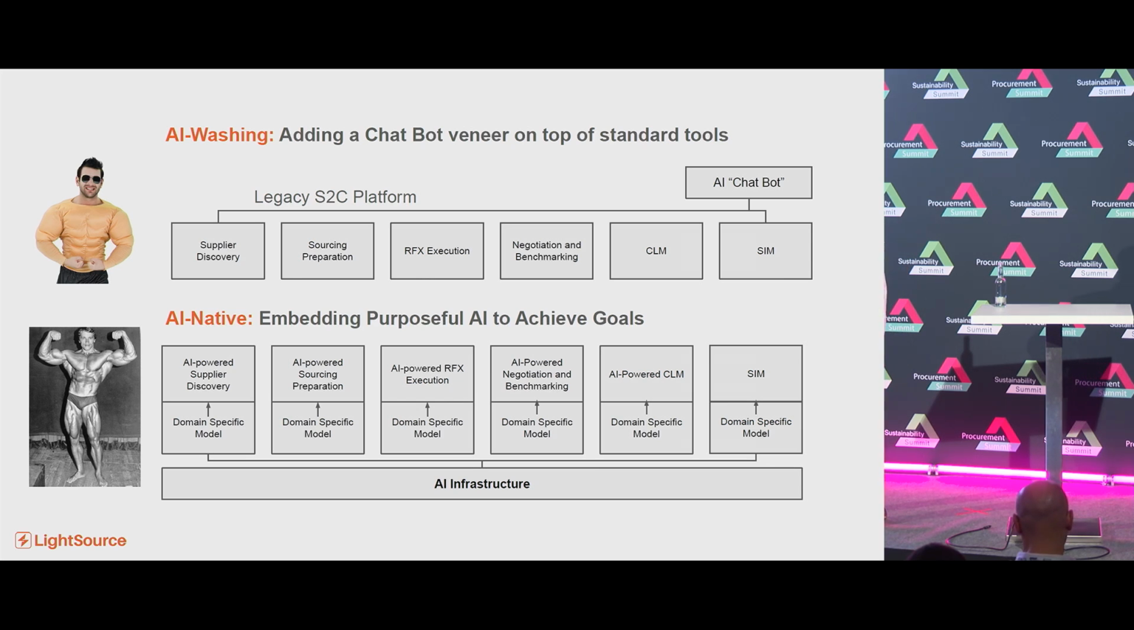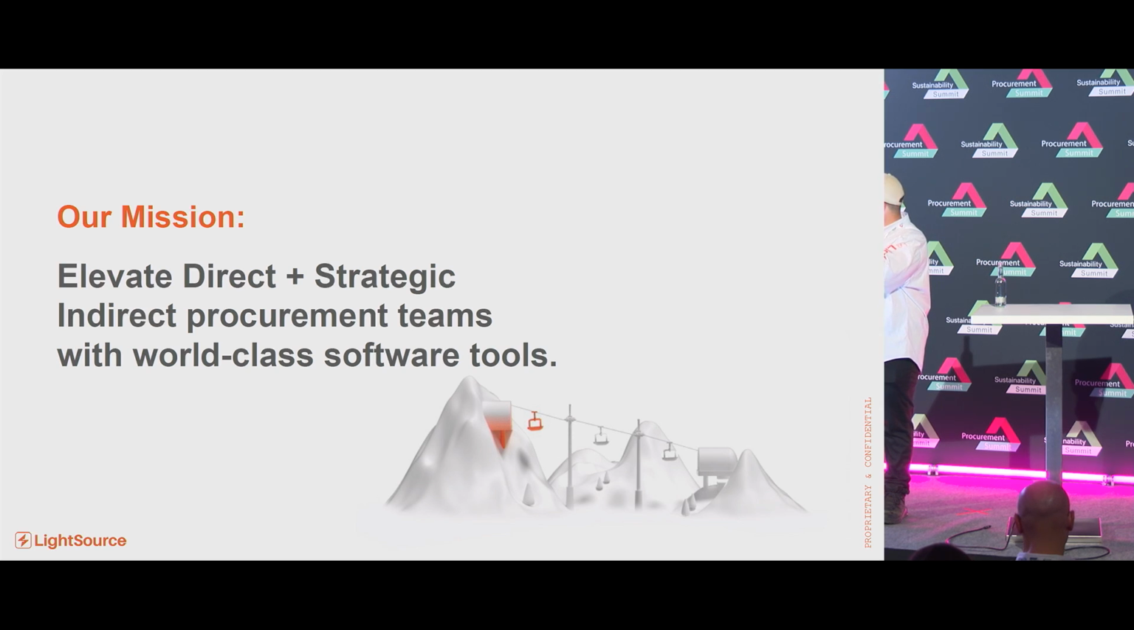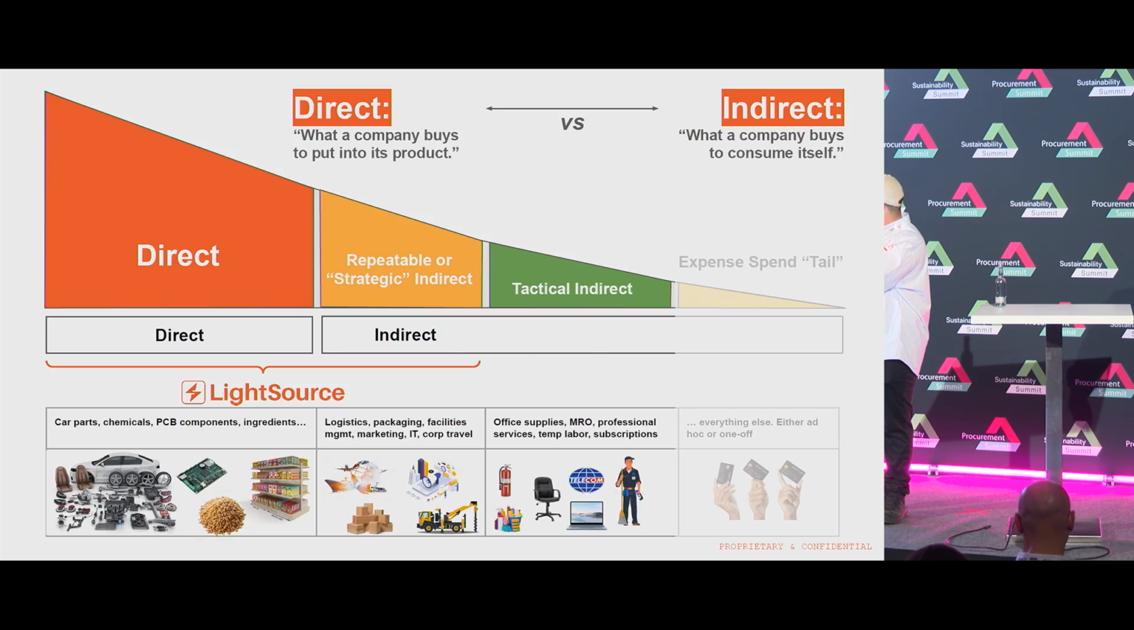And so we can think about using AI infrastructure and domain-specific models for each element of our application. So now that we've set a little bit of a baseline for what is AI, what is agentic AI, I'm going to walk through a little bit of the future of direct materials. Our mission is very simple. It's to elevate direct and strategic indirect procurement teams with world-class software tools.